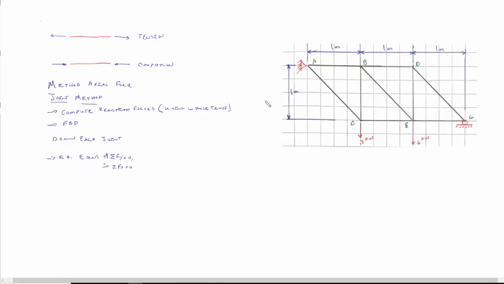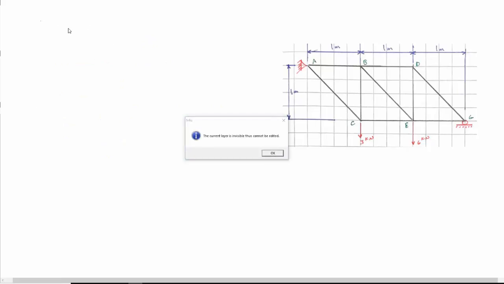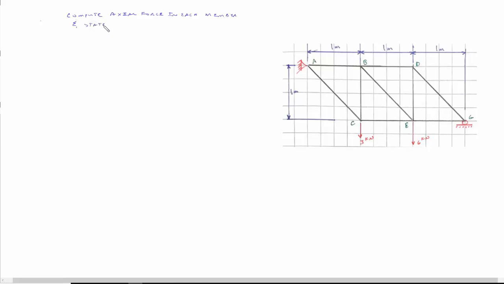So let's go ahead and do this example. We're going to compute the axial force in each member and state if in tension or compression.